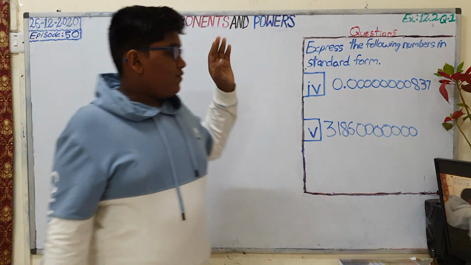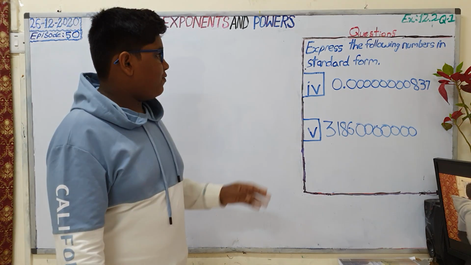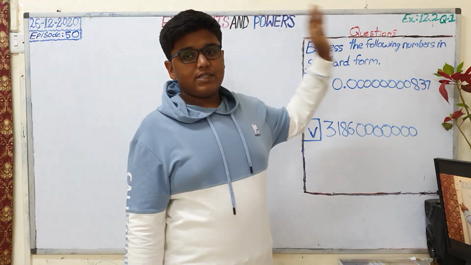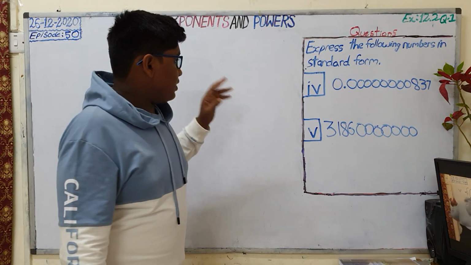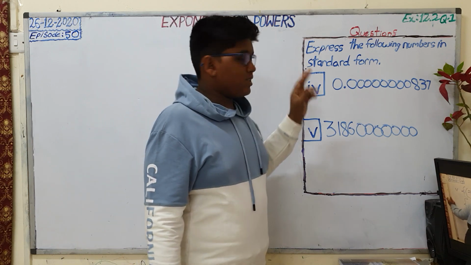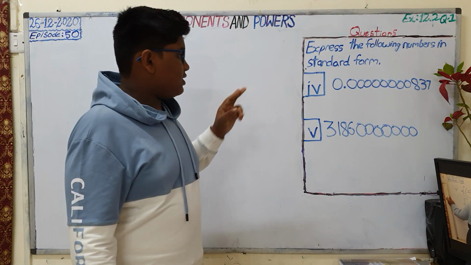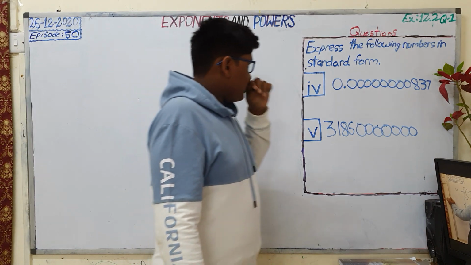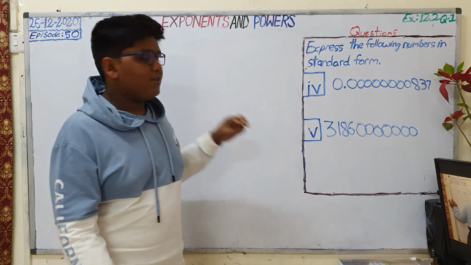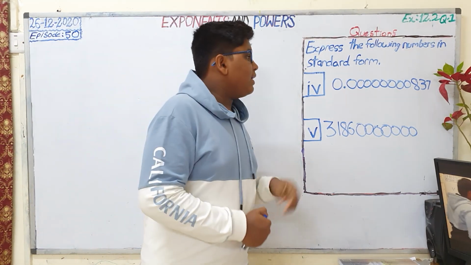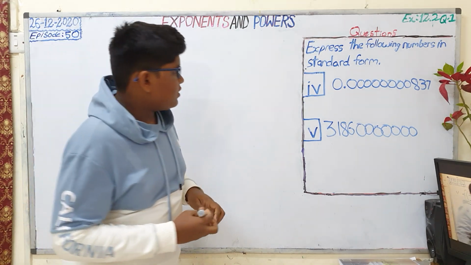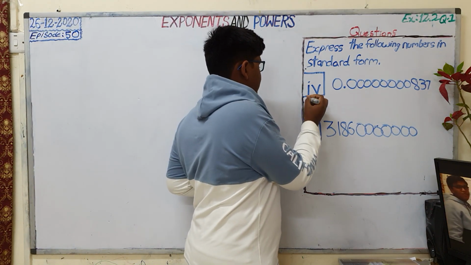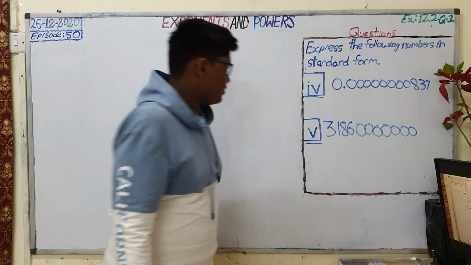Now today we are going to continue our question number 1 from exercise 12.2. The question is: express the following numbers in standard form. In our previous video we have done the first three sub questions, and in this video we will solve the last two questions, fourth and fifth.